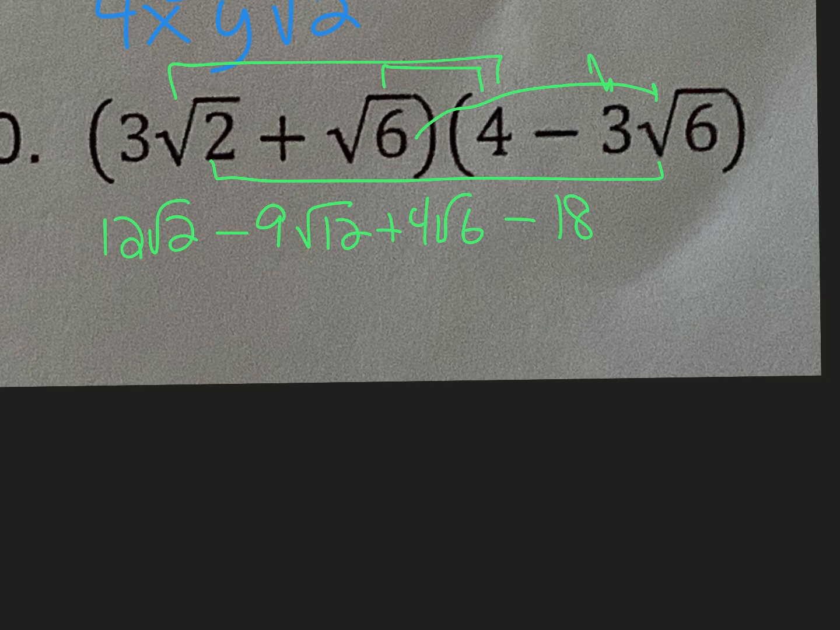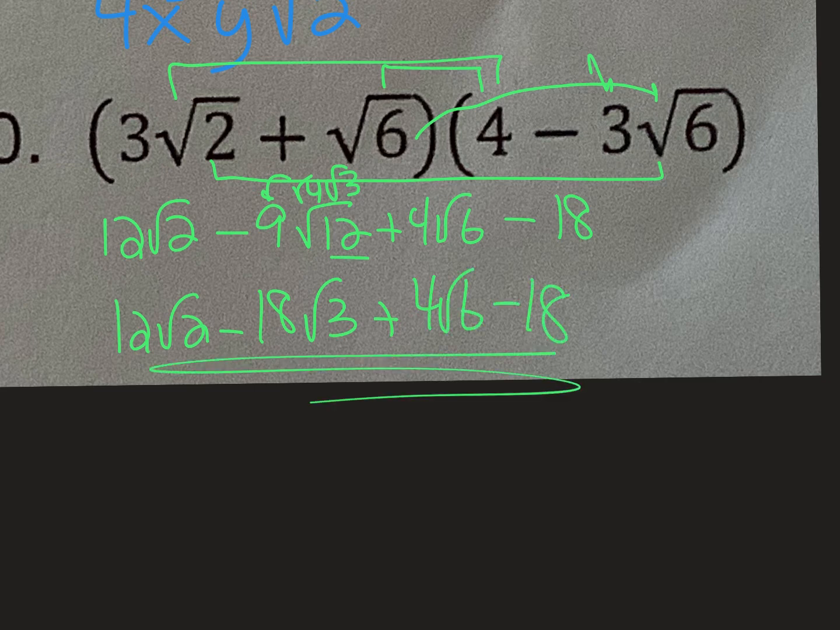And I would be done, except for that crazy 12 right here. You can break down the 12. 12 is really 4 times 3. That's the only thing I can break down. The square root of 4 is 2. 2 times 9 is 18 on the square root of 3. Plus, I can't break down a 6, and 18 is just 18. So that's all you can do.